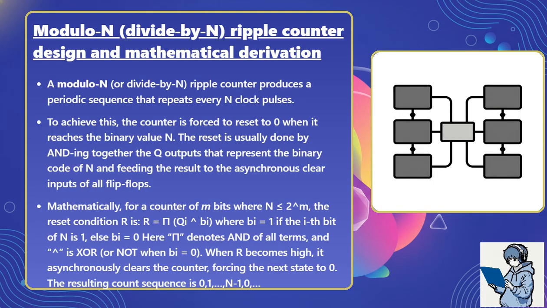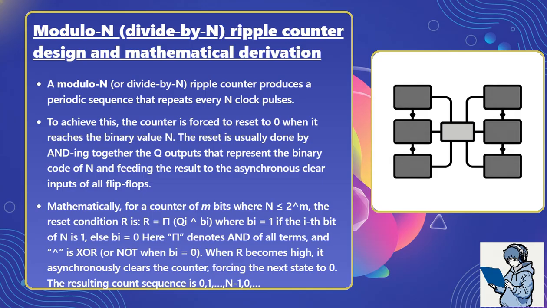Mathematically, for a counter of m bits where n is less than or equal to 2 to the m, the reset condition R is R equals the product of (Qi XNOR bi), where bi equals 1 if the ith bit of n is 1, else bi equals 0. Here the product symbol denotes AND of all terms, and the caret symbol is XOR, or NOT when bi equals 0. When R becomes high, it asynchronously clears the counter, forcing the next state to 0.